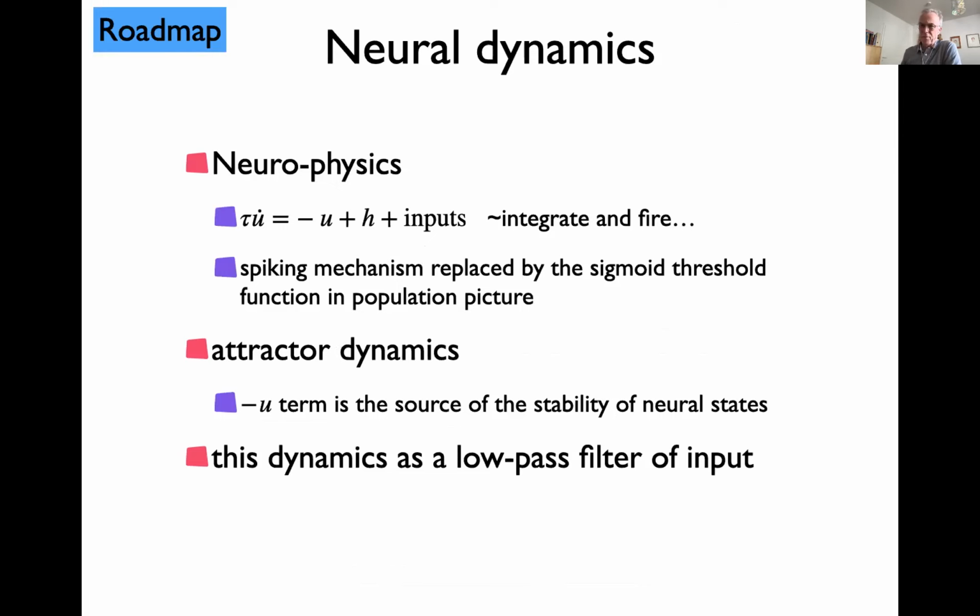I have this feature in these lectures, this little blue marker up here, which gives you sort of a table of contents of where we're going next, to orient a little bit. I hope that works. So now I'm announcing with this roadmap slide that I will be talking about neurophysics first, about spiking and integrate-and-fire neurons, and then about attractor dynamics, and in the end, we'll point to the fact that such dynamics are just low-pass filters of input.